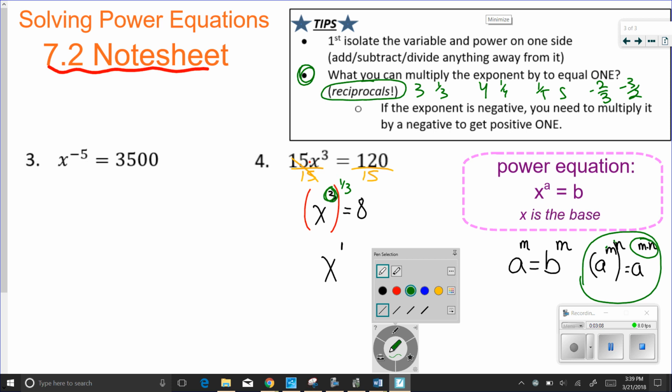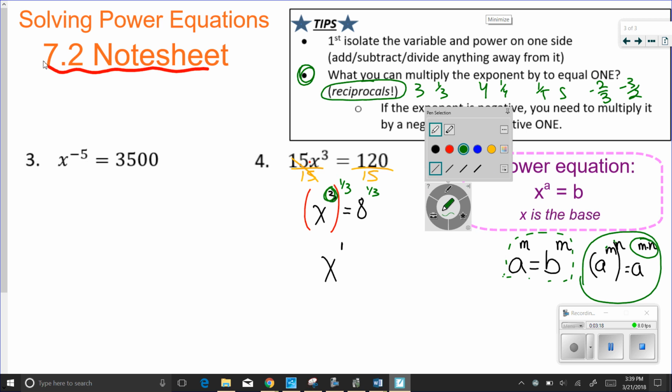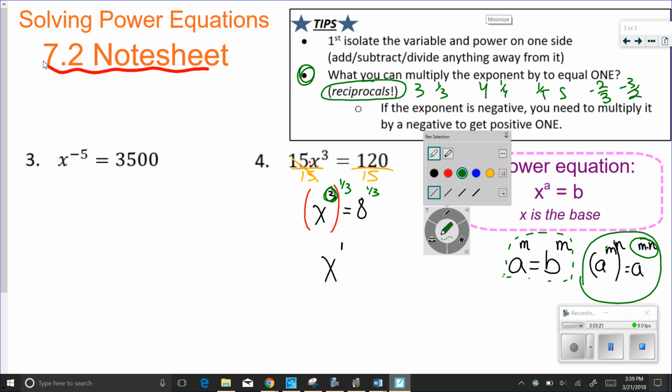So then this property over here said, okay, you can raise it to a power, but you also have to take the other side to the same exponent. So then on the left side, you have the 3 times the 1/3 gives you the 1. So you don't really need to write exponent of 1, it's just x equals, and then typing in your calculator 8 to the power of 1/3, and you end up with 2. And then just like any equation, you can check this, type it in your calculator 5 times 2 to the power of 3, and you should get 120. So it checks out.